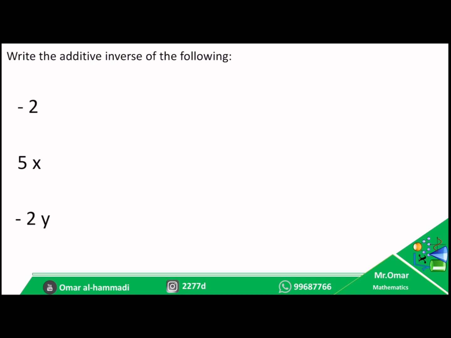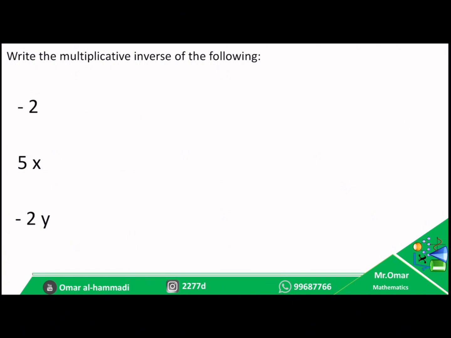Let's see these examples. Write the additive inverse of the following. What's the additive inverse of minus 2? It will be 2. 5x, it will be minus 5x. So we change the sign. Minus 2y, this will give us what? 2y. So this is the additive inverse.